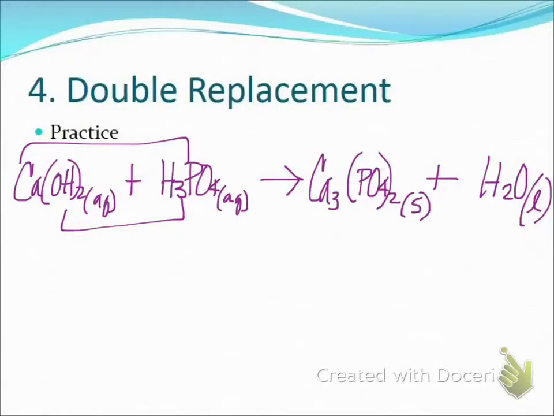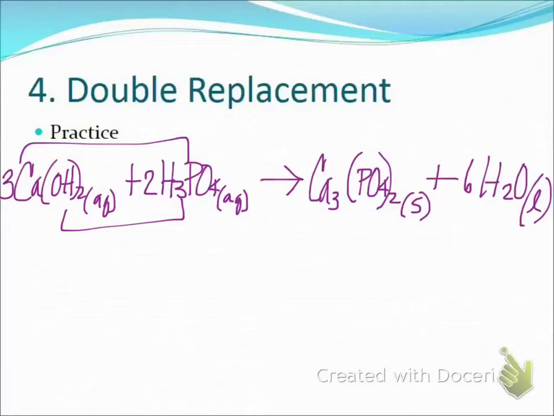So now I need to balance this. I always balance the first thing I notice. So I notice first of all that I got 3 calciums and I only have 1 over here. So I'm going to put 3. Then I notice that I have 2 phosphates, and I only have 1, so I'm going to put 2. So what should I put in front of water? Are you sure about that? 6. Give yourself a pat on the back if you said 6.